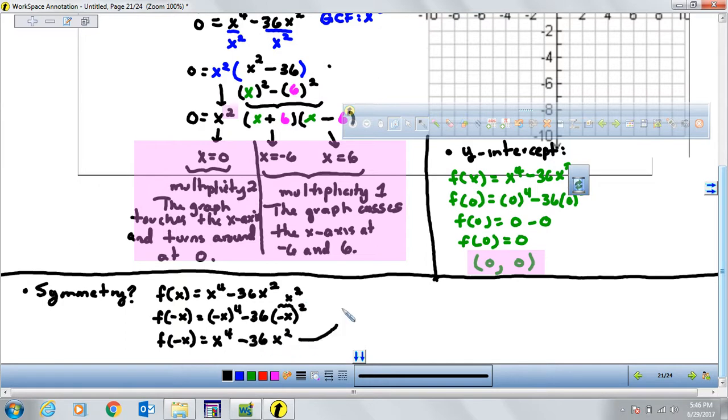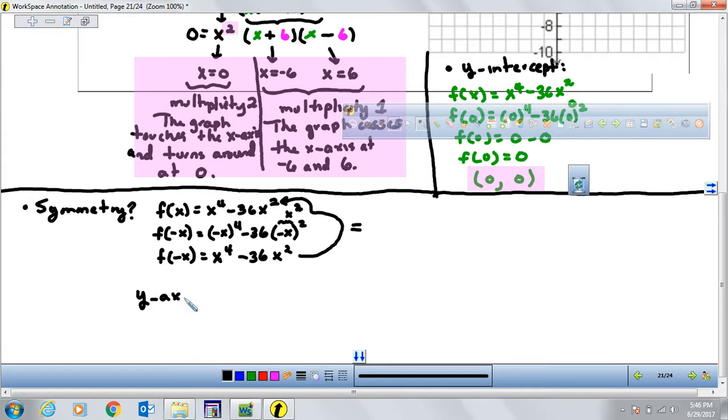And as we can see, if we compare this equation to the original, they are exactly the same. So when you get the same equation back, that means that this function is symmetrical with respect to the y-axis. So we're going to say that this function has y-axis symmetry.